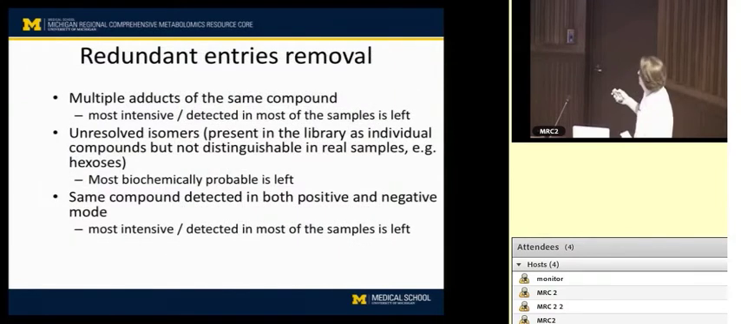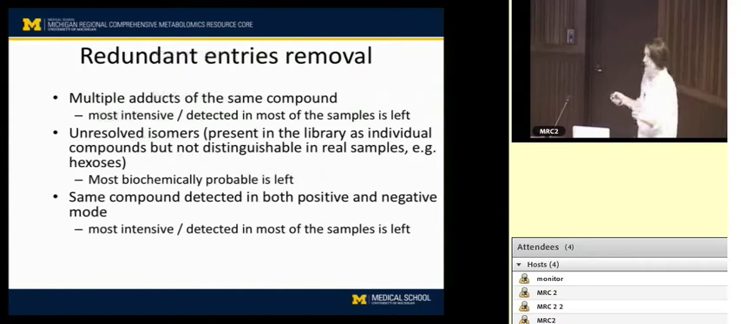Okay, soon I'm going to talk about some software we developed, and there was a poster out in the lobby as well, to really get down to the business of reducing these redundant features. But initially, there are some things that we try to do, and I just want to make you aware of them, because if you're receiving a report from us, it's important to know. If we do have unresolved isomers, so in our library, when we ran a bunch of standards, for example, all the hexoses.